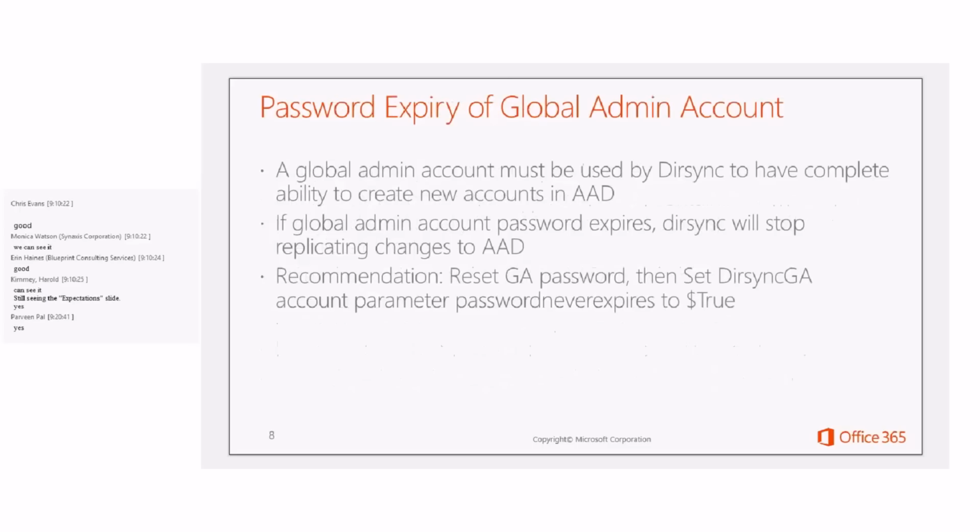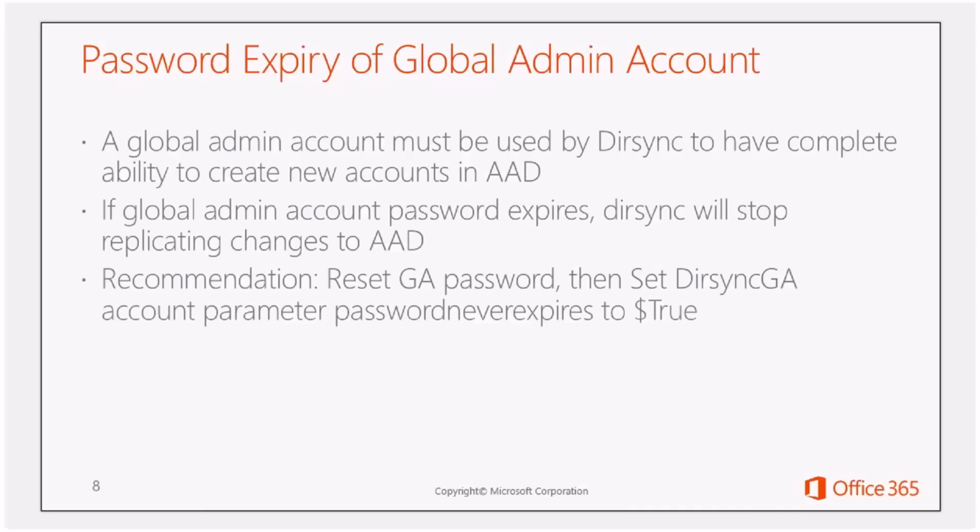Okay, so the second most common issue is a problem with DirSync in its entirety. If all of a sudden one day all of the changes that you've been making on premises do not propagate to Azure Active Directory, something that affects the entire DirSync appliance is awry here, and that would be the second most common issue, and that is the expiry of the password for the global admin account.